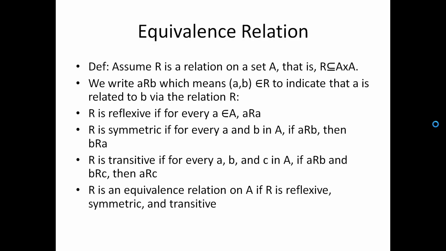By reflexive, what we mean is every element a of capital A should be related to itself. By symmetric, what we mean is for a and b elements of A, if a is related to b, then it also is true that b is related to a. R is transitive if, for the elements a, b and c of A, a related to b and b related to c implies that a is related to c.